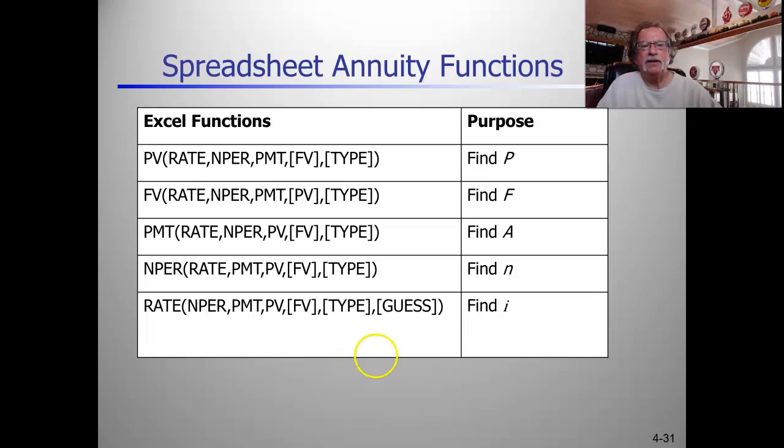We use the PV function to find a present amount, the future value function to find a future amount, the payment function to find an annual amount, the number of periods function to find n, which you can back solve for, and the rate function to find an interest rate. I also showed you the IRR function to find the interest rate, which is more typically used. The functions you're going to use most of the time are going to be the PV function, the payment function, and the rate/IRR function.